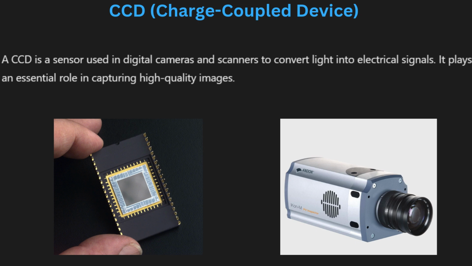It converts the light into electrical signals, which are then processed to create a digital image. CCDs are known for their high quality image capture, making them popular in professional photography, medical imaging, and scientific instruments. In multimedia systems, CCDs are often used in cameras to capture high quality video or still images that are then stored or processed for use in multimedia applications.